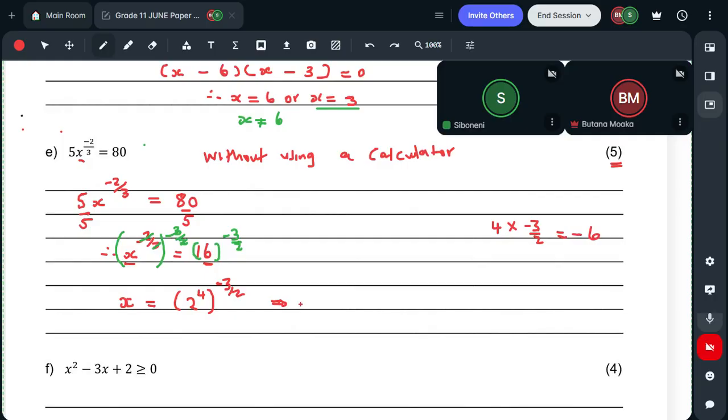So x is equal to 2 to the power negative 6. And then you write this as a positive exponent. x is equal to 1 over 2 to the power 6, which is just 1 over 64. Then that's your final answer.